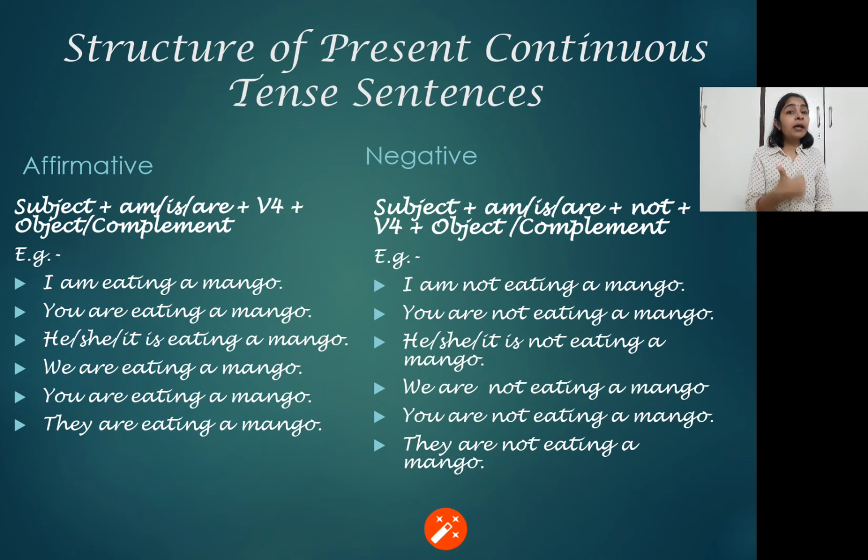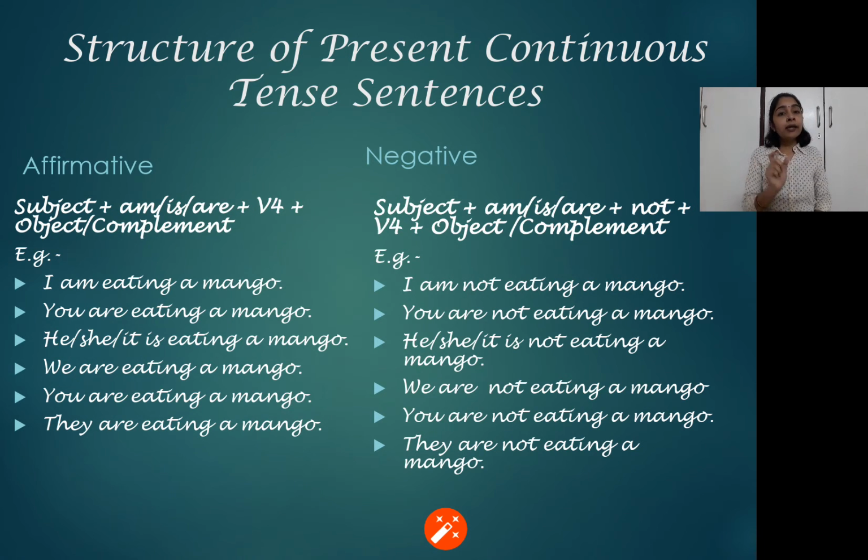Am is used with I, are with you, and with all the plurals we use are, except the third person singular, that is. So just memorize it: with I we use am, with the third person singular we use is, and with all others we use are.